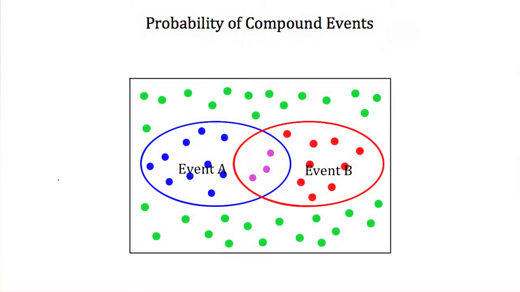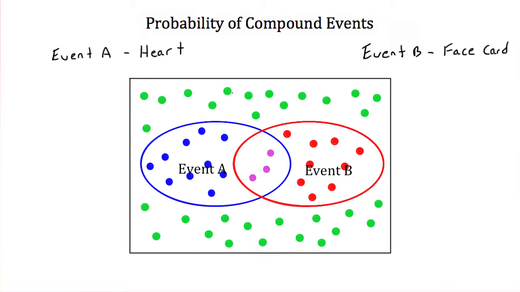So let's look at an example of this. Let's say event A is pulling a heart out of a deck of 52 cards. Let's say event B is pulling a face card out of a deck of 52 cards.